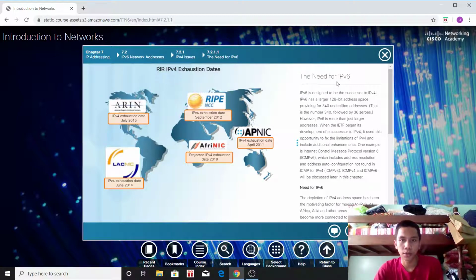The need for IPv6. IPv6 is designed to be the successor to IPv4. IPv6 has a large 128-bit address space.